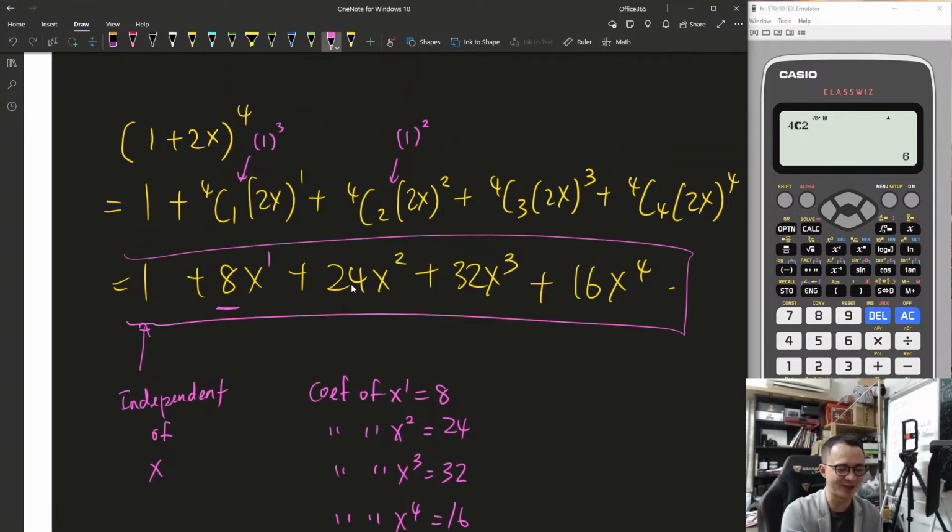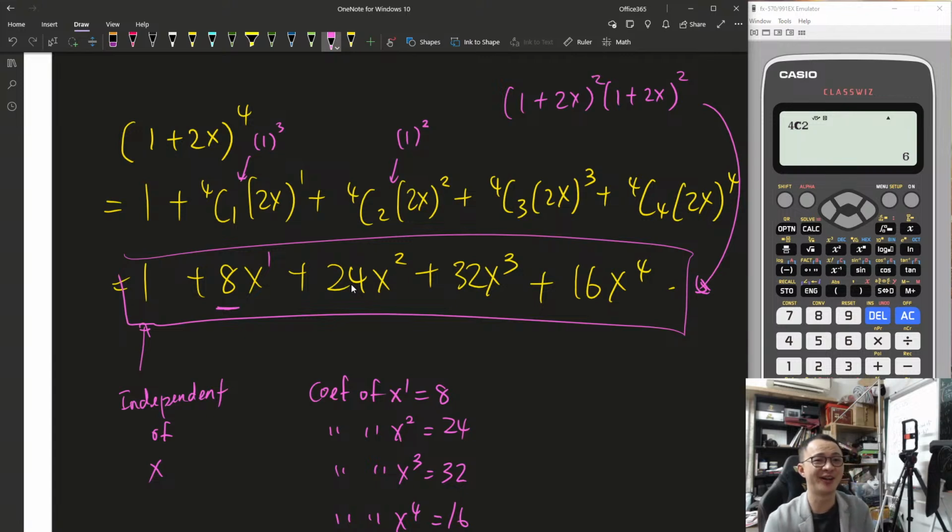Some students might doubt my answer. Sir, are you sure this is correct? If you haven't learned about binomial expansion, you can multiply 1 plus 2x four times, multiplying square and square, and you will definitely get exactly the same answer as mine. You can just expand this one and try it out.